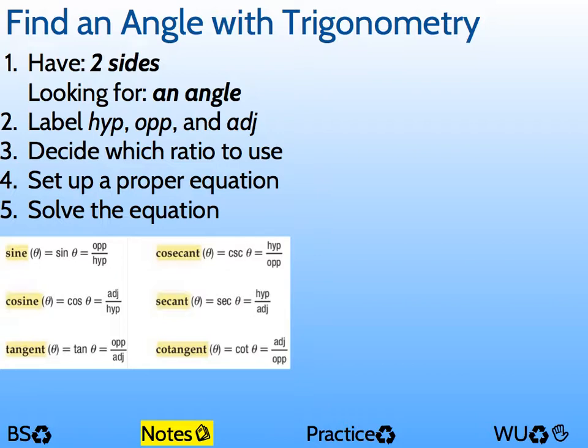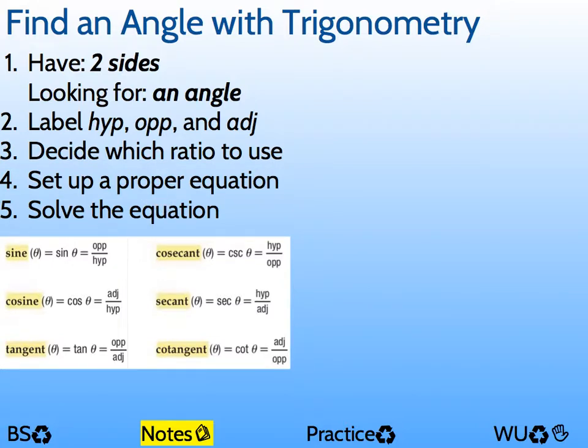Yesterday we found a side using trigonometry, but today we'll be looking for an angle. And the only way you can do this is if you're given two sides already. So after that, the steps are almost exactly the same, except there's one twist that we'll get to during the example problem. First, you label hypotenuse, opposite, and adjacent. You figure out which ratio you'd like to use. You set up an equation.